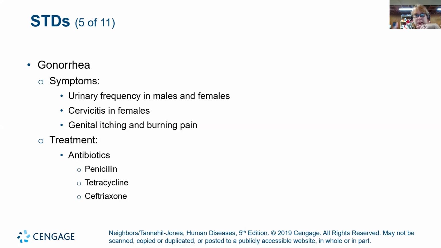Again, always want to get an STD fixed because, especially in females, it can just work its way up through the reproductive tract and cause a lot of infertility. So for gonorrhea, they usually give penicillin, tetracycline, or ceftriaxone.